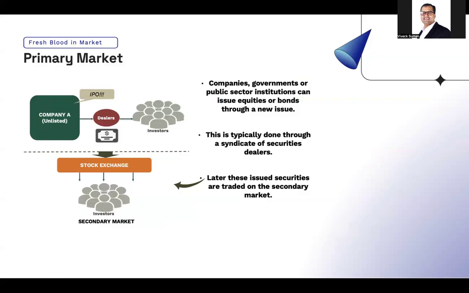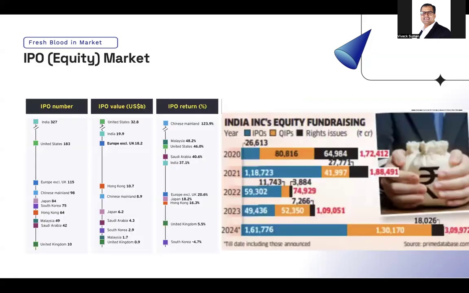Then we went into how the process works. So in primary market, anybody brings the IPO. The moment you bring the IPO, it goes to a stock exchange. The listing happens. The moment the listing bell rings, your primary market becomes secondary market. Then we looked into how big this market is, right?